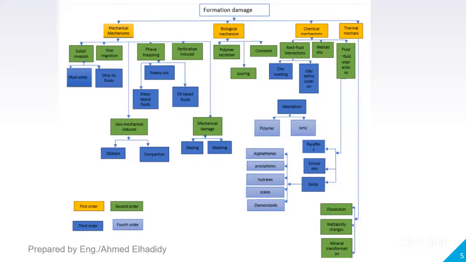So fluid incompatibility can cause emulsion and solids such as hydrate, scale, and precipitation. Also, if the oil itself has an issue, it can cause paraffin and asphaltene problems.